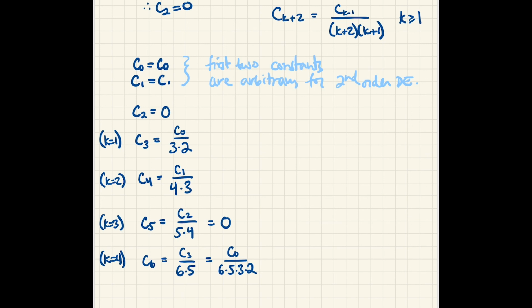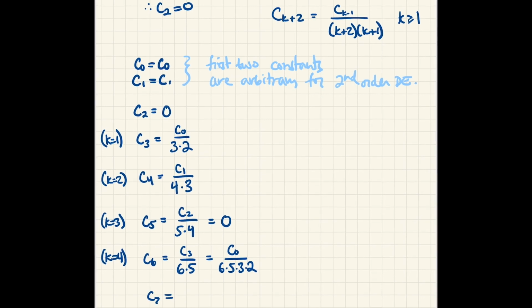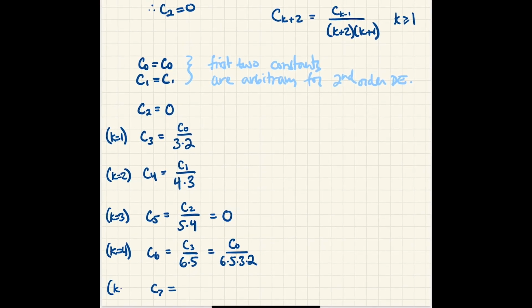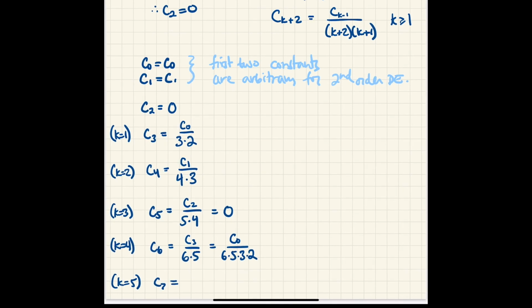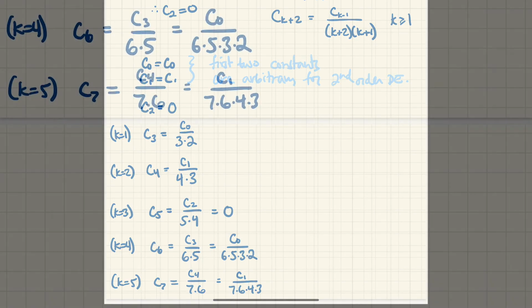That's just unfortunate. Okay, let's do one more, c7. So that's the k equals 5 case. That would be c sub 5 minus 1. So that's c sub 4 divided by 7 times 6. And c sub 4 is c1 over 4 times 3. So this is c1 over 7, 6, 4, 3. Okay, and again, that's not 7 factorial because now it's missing the 5 and the 2.